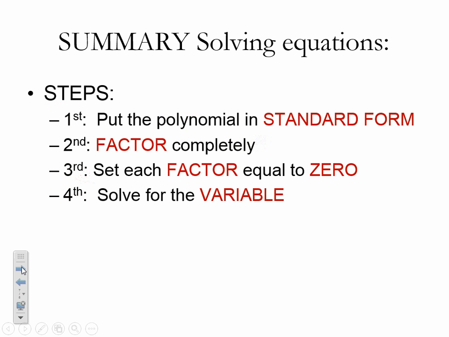All right, steps. Now, you guys don't have to write this down. You can if you want. Number 1, put the polynomial in standard form. That means the largest exponent to the smallest exponent. 2, factor completely using our factoring tools. 3, set up the factors equal to 0. And 4, solve for the variable.